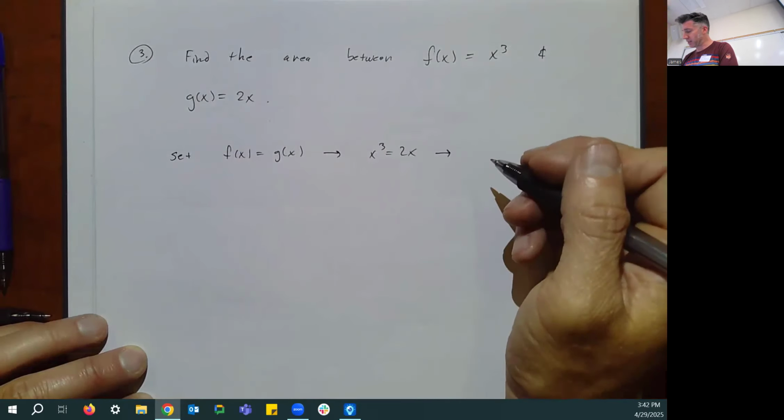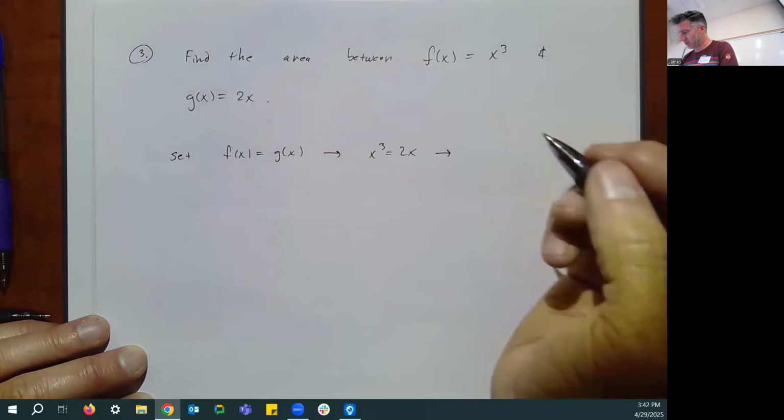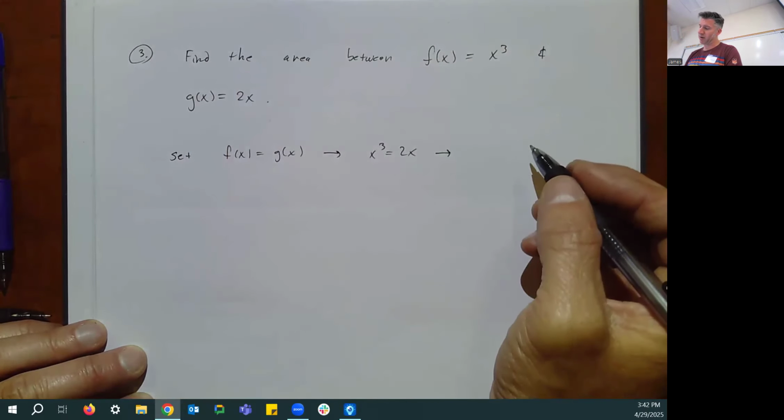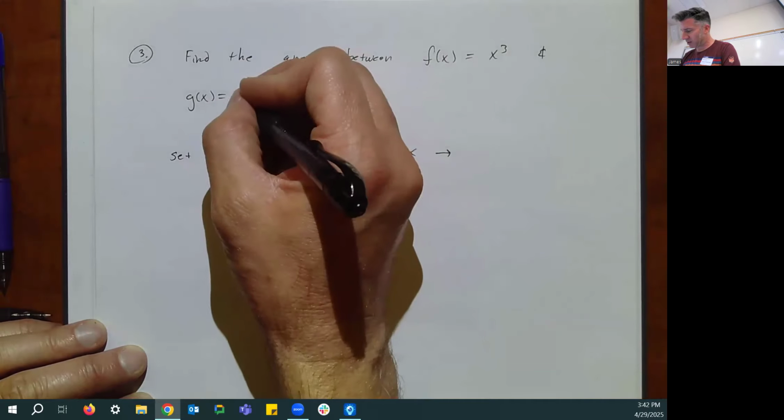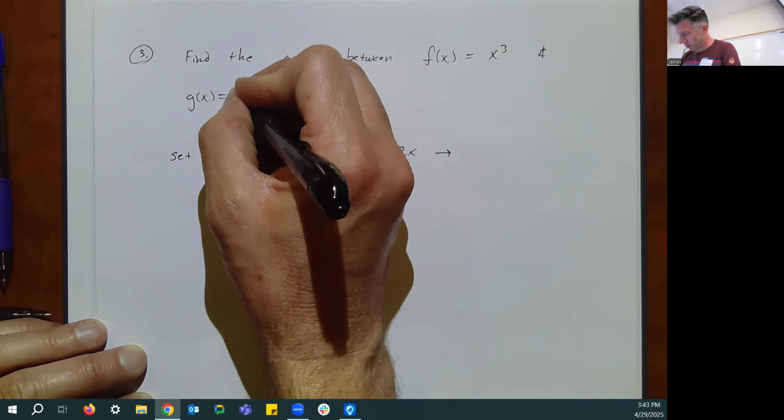So I want that to be a 4x, not a 2x. Sorry, let's make our lives less terrible, right? Let me make sure here. 4, yes. Sorry about that. Let's watch this 2 magically turn into a 4.